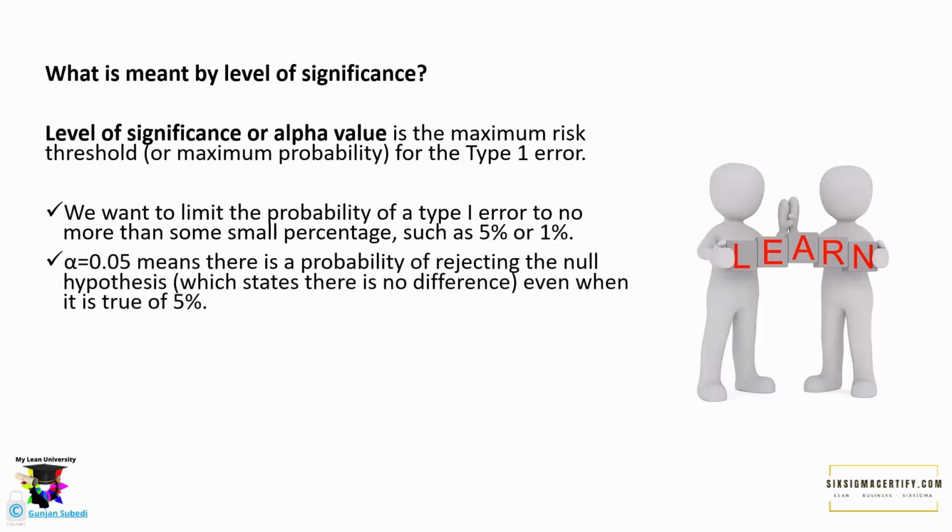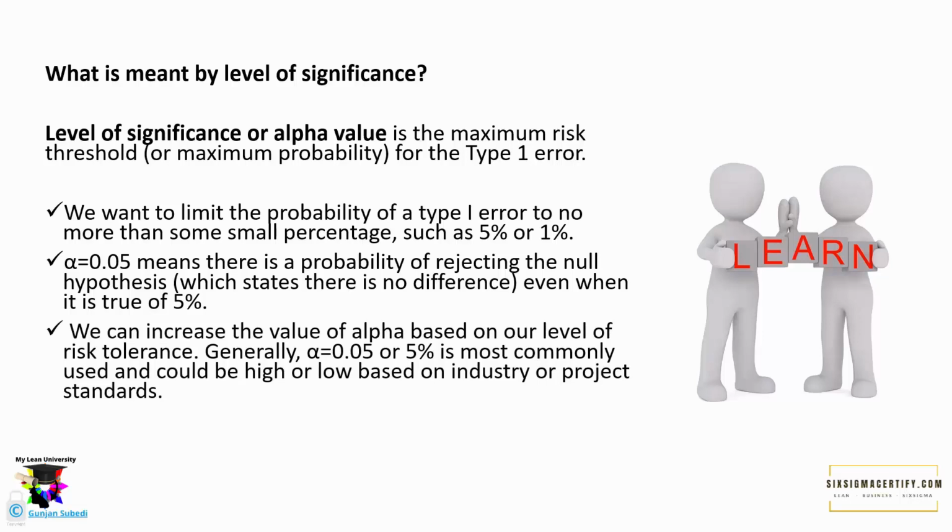Alpha equal to 0.05 means there is a 5% probability of rejecting the null hypothesis, which states that there is no difference, even when it is true. We can increase the value of alpha based on our level of risk tolerance. If we have higher tolerance for error, we can increase the value of alpha, and if we have lower tolerance, that is, if we want our measurements to be very precise, we can decrease the alpha value. Generally, an alpha value of 0.05 or 5% is most commonly used, and could be high or low based on the industry or project standards. We already learned that alpha is also called the level of significance.